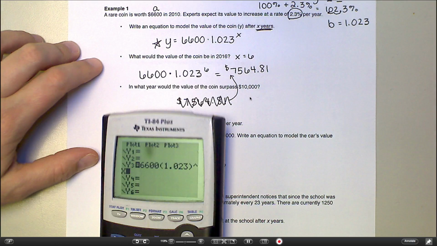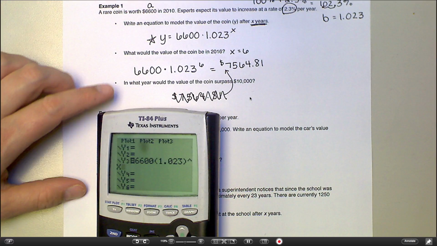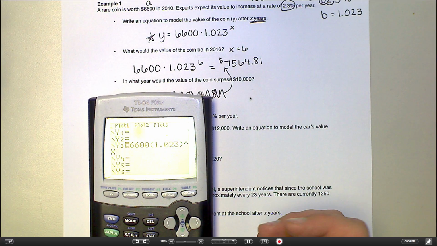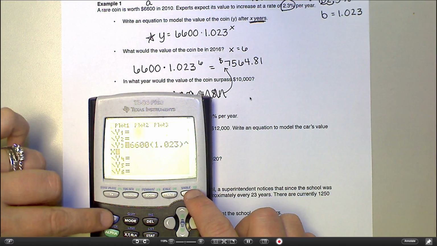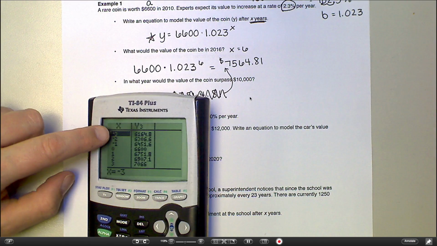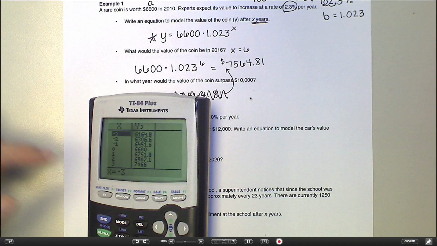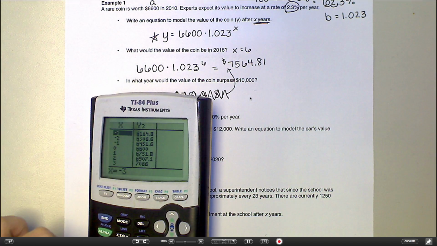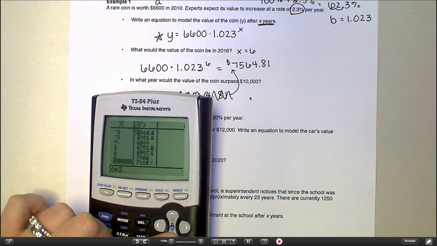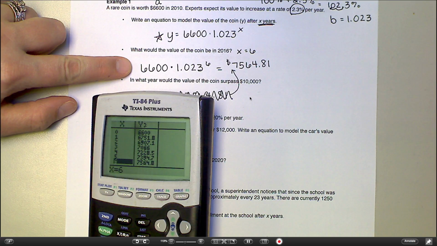I'm going back to x because now I'm looking for the more general form, not this specific case. So don't put a 6 in there. I want the x. Then I can graph it, but the picture is not really what I'm concerned about. What I'm going to look at is the table. This shows me, based on the number of years, so remember x represents your number of years, what the value of the coin would be in any year. For example, if I look at the number 6, I'll see the answer we just found a second ago, 7564.